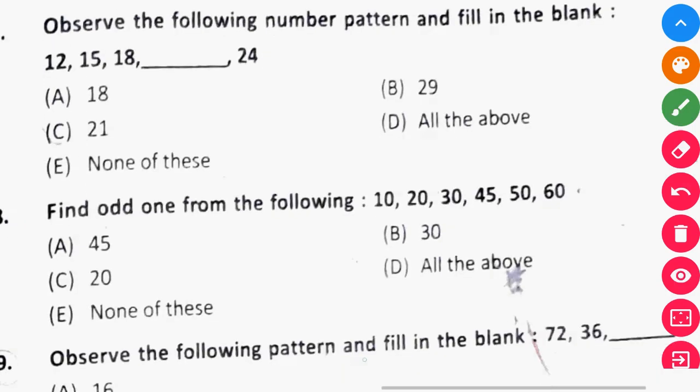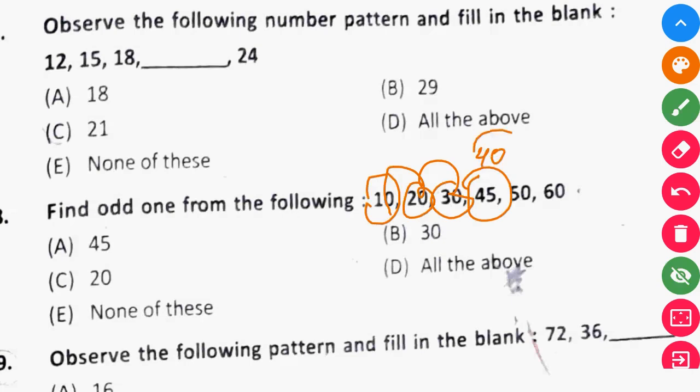Now again you have to find out the odd one from the following. Now see, 10, 10 2s are 20, 10 3s are 30, table of 10 is going on, 10 4s are 40 must be there, 45 is given, 10 5s are 50, 10 6s are 60. So the odd one is 45 because it should be 40 not 45. So answer A is the correct answer.